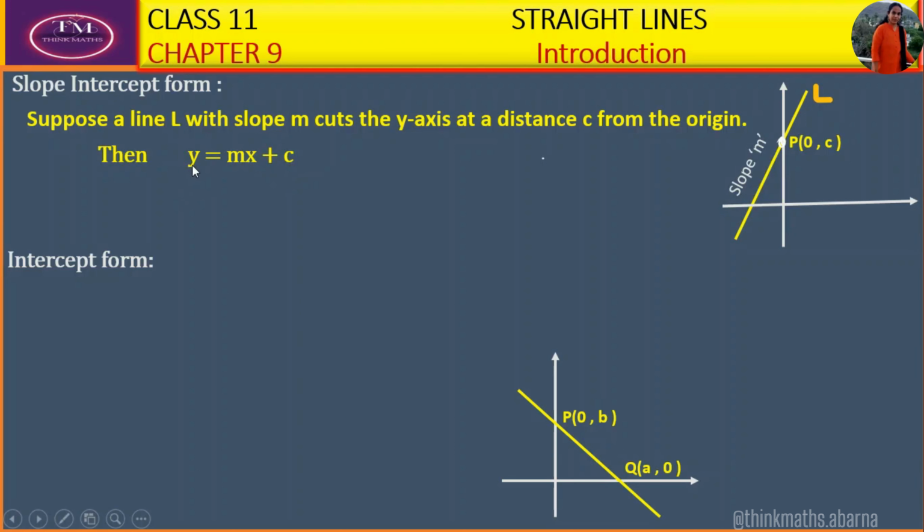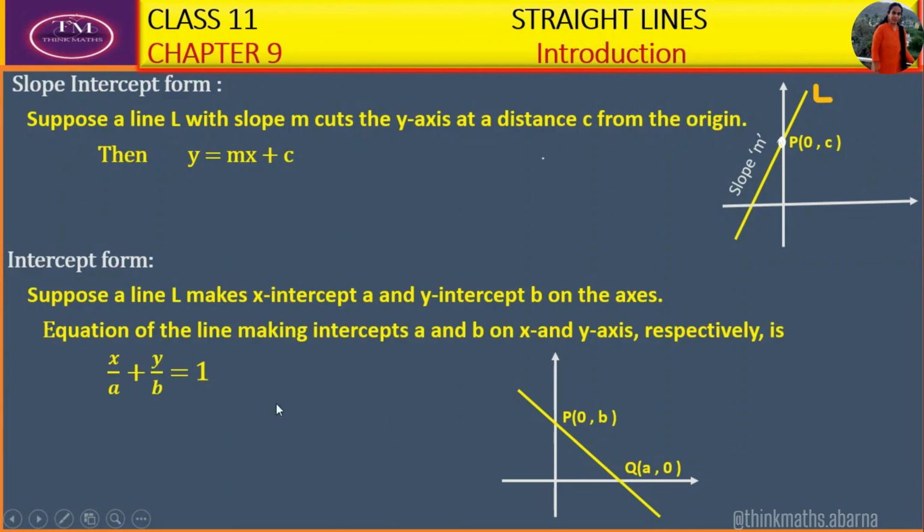So y equals mx plus c is the equation of the line for the slope-intercept form. Next one is the intercept form. If the line cuts the x-axis at A and cuts the y-axis at B, we have both the intercepts of the x-axis and y-axis. Then we can find the equation of the line using the intercept form: x by a plus y by b equals 1.